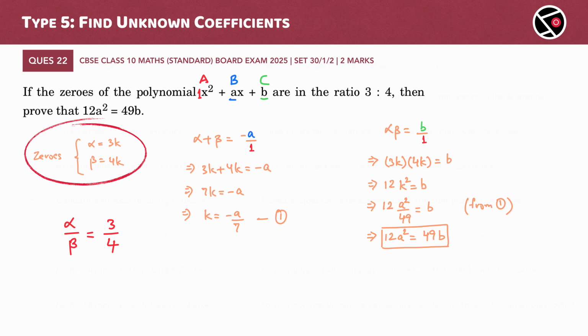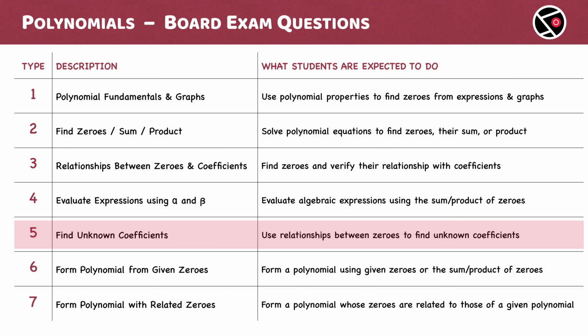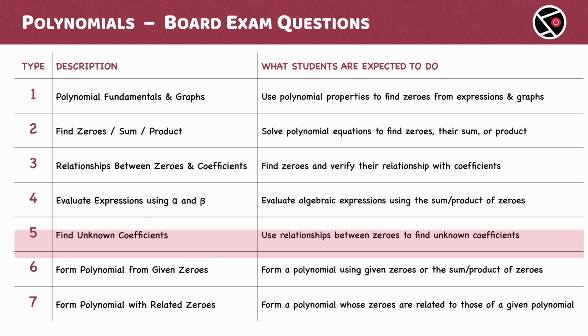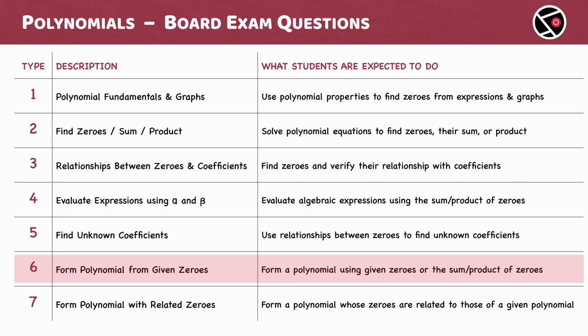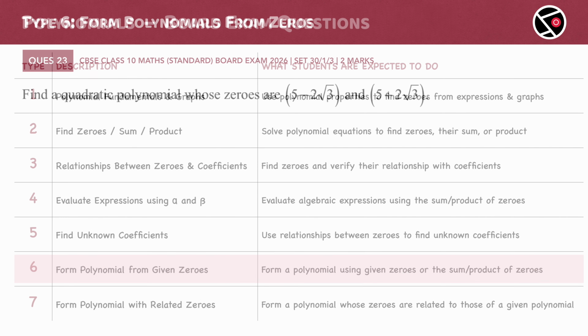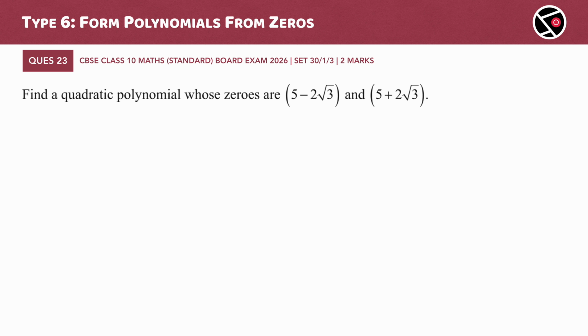With this, we are done with type 5 questions. Now let's move to type 6. In these questions, the zeros are given to us, and our task is to form the polynomial. So let's begin with our first type 6 question. The zeros are given, and we have to find the polynomial. Pause the video and give it a try.